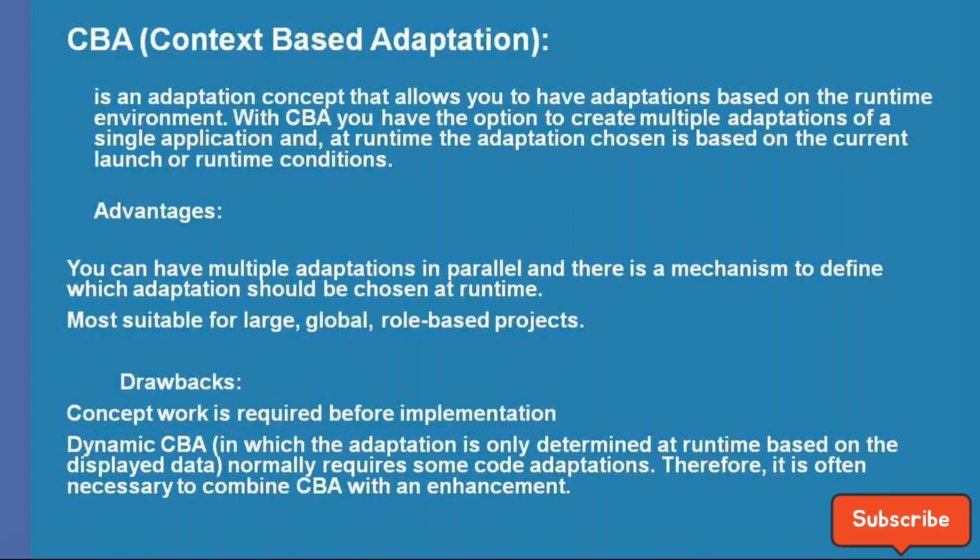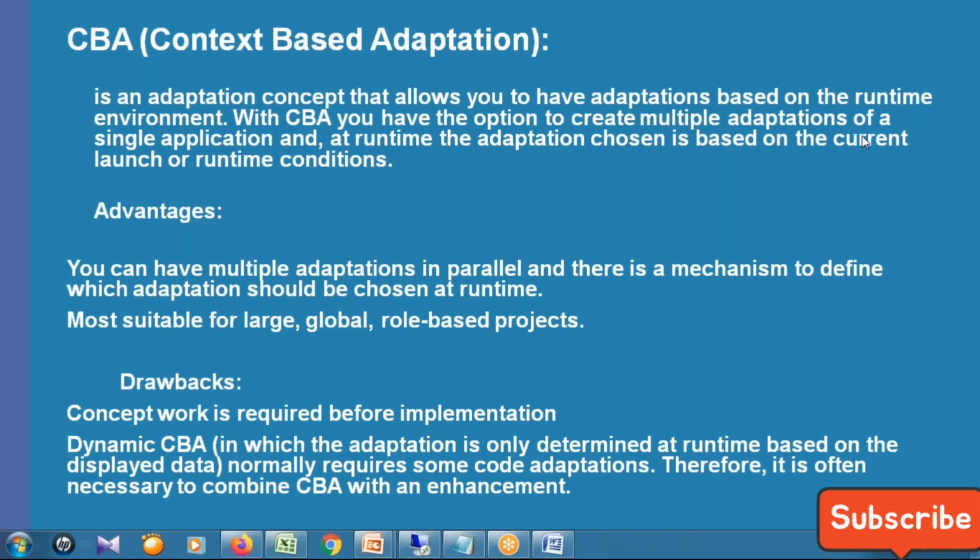Next is context-based adaptation. This is also a part of adaptation. So what is context-based adaptation, or in short, what we call CBA? CBA is an adaptation concept which allows you to have adaptation based on the runtime environment. With CBA, you have the option to create multiple adaptations of a single application, and at runtime, the application chosen is based on the current launch or runtime conditions.